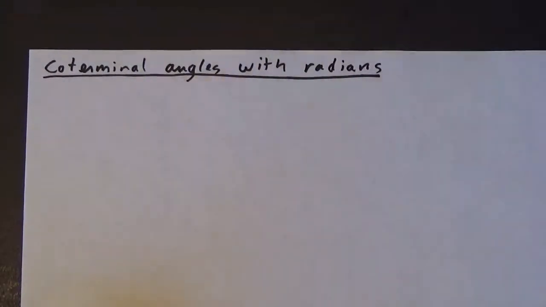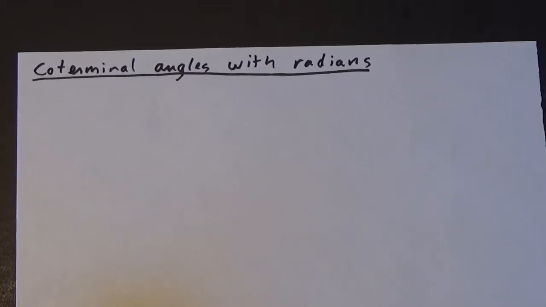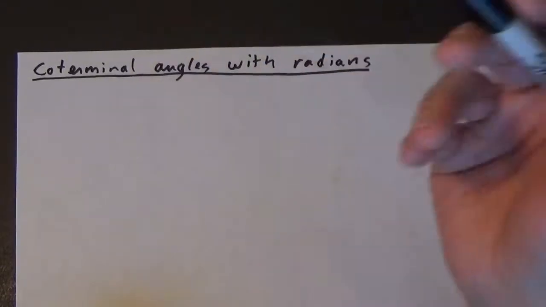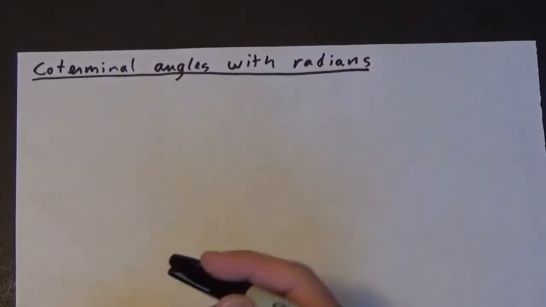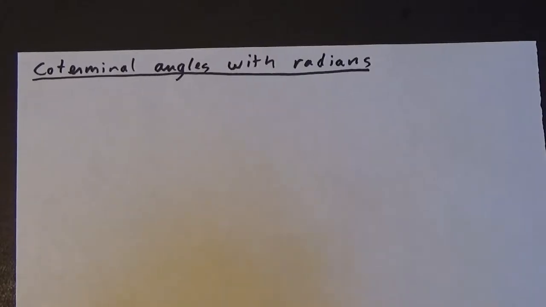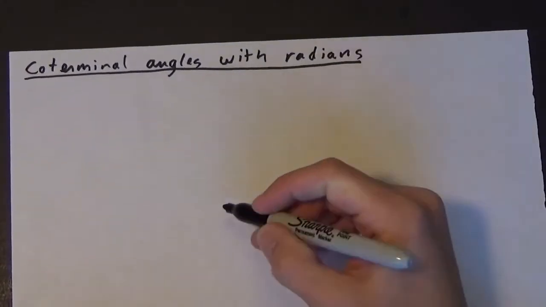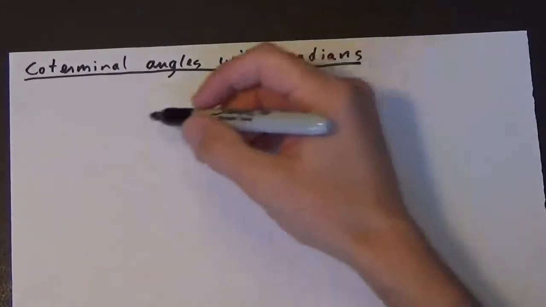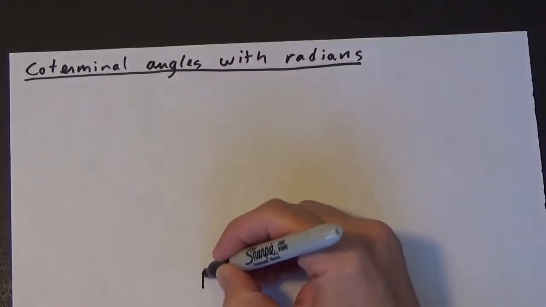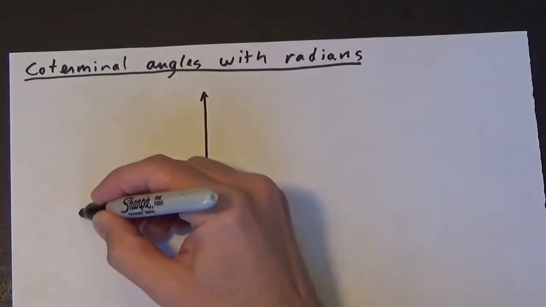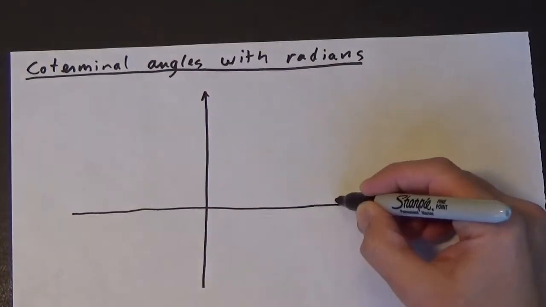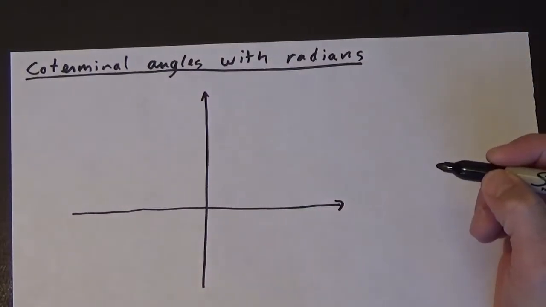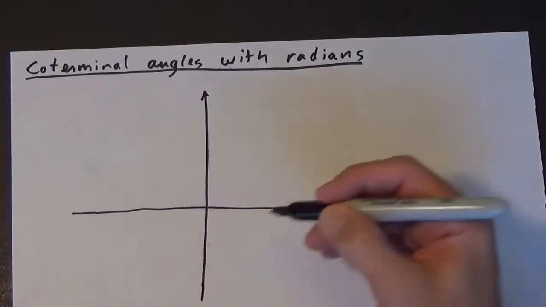So in this video, we're going to look at coterminal angles with radians. We already discussed coterminal angles with degrees, but we need to clarify what it looks like with coterminal angles and radians. Now, before we do that, let's go ahead and look at radian measures in the coordinate plane. I'm going to make this pretty big. So here's our xy axis.